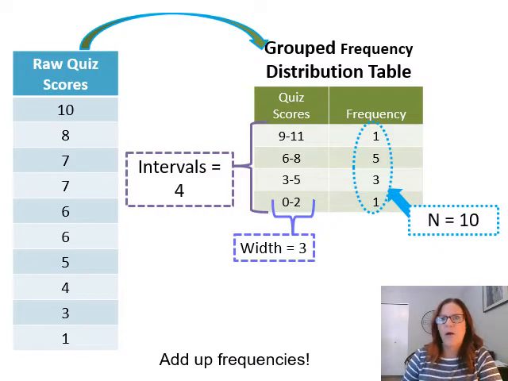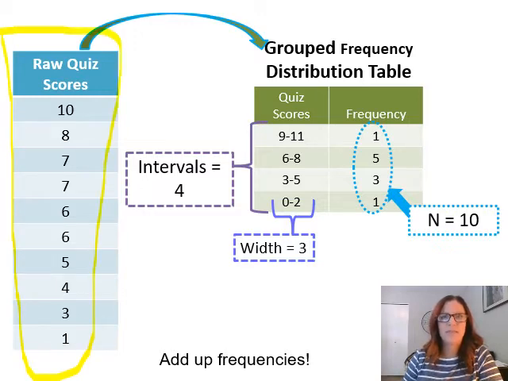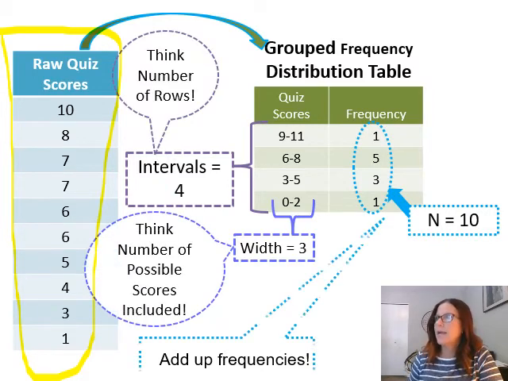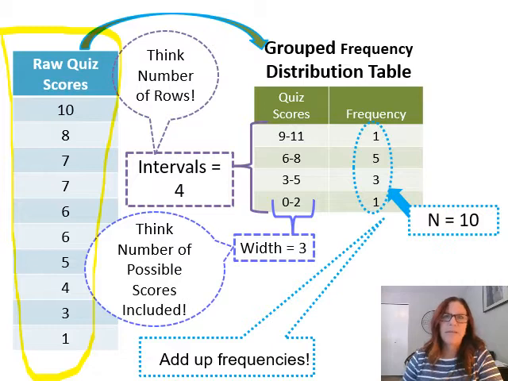So here's how we create a grouped frequency distribution and some of the language for what this means. As you can see, we have our raw quiz scores over here on the left-hand side. So this is just the original data. If I wanted to transform that over to a grouped frequency table, what I would need to do is find out how many intervals I want and then get the width. When I say intervals and width, intervals means the number of rows.